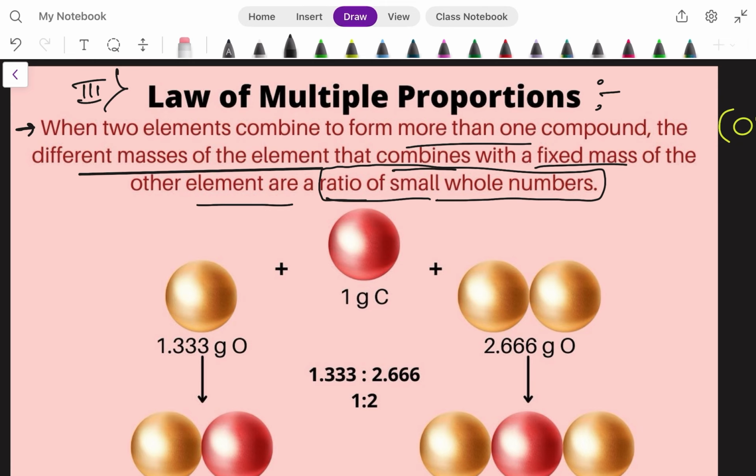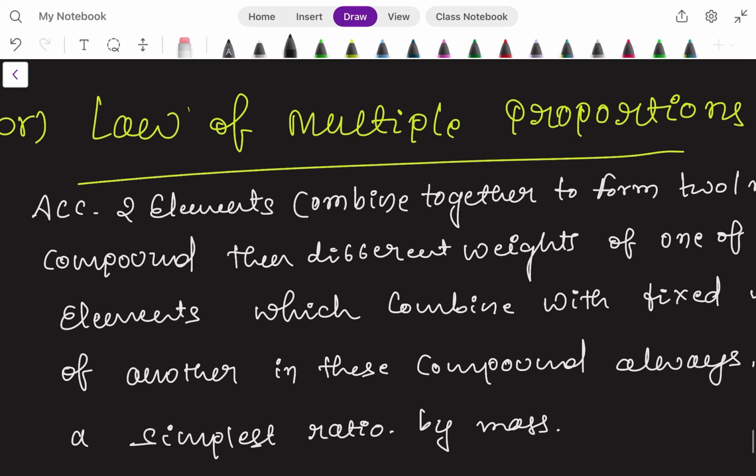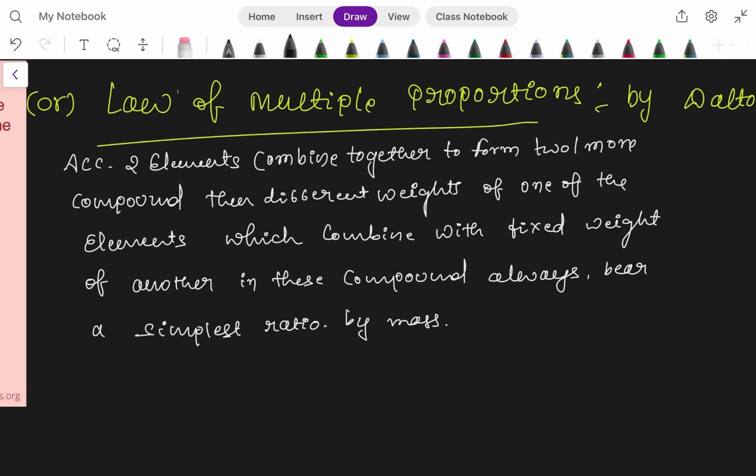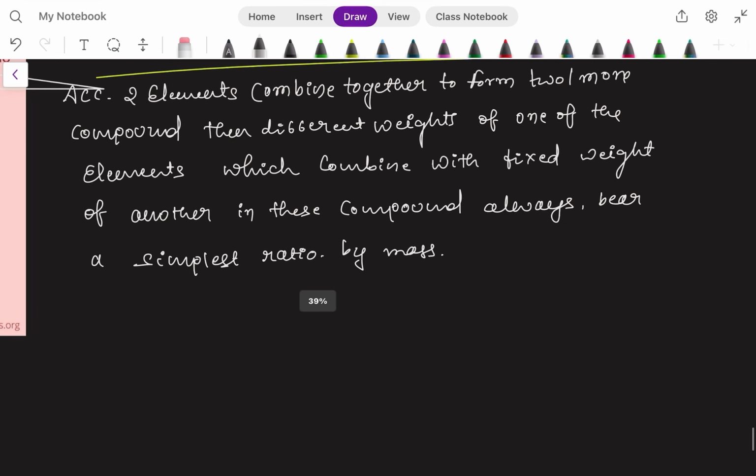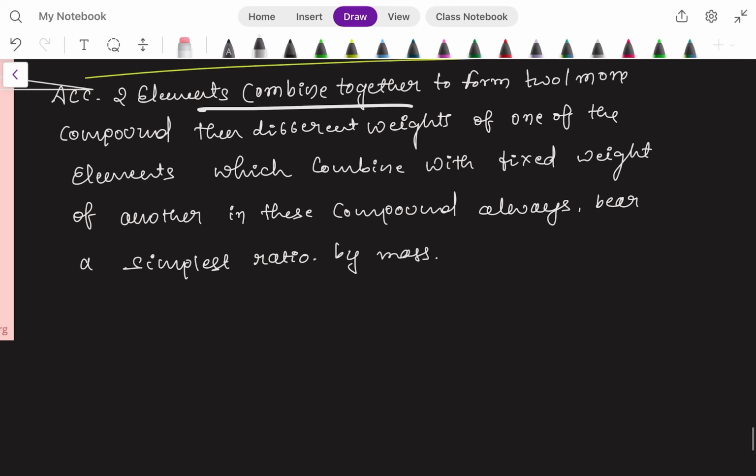I'm just simplifying this statement in my own words. Just understand this one, and along with it try to understand the example also. See, when two elements combine together, I am taking here hydrogen plus oxygen, to form two or more different compounds with different weights.